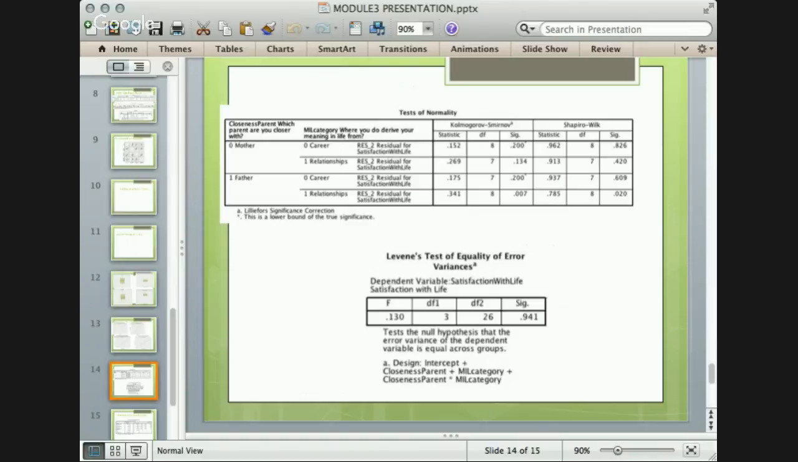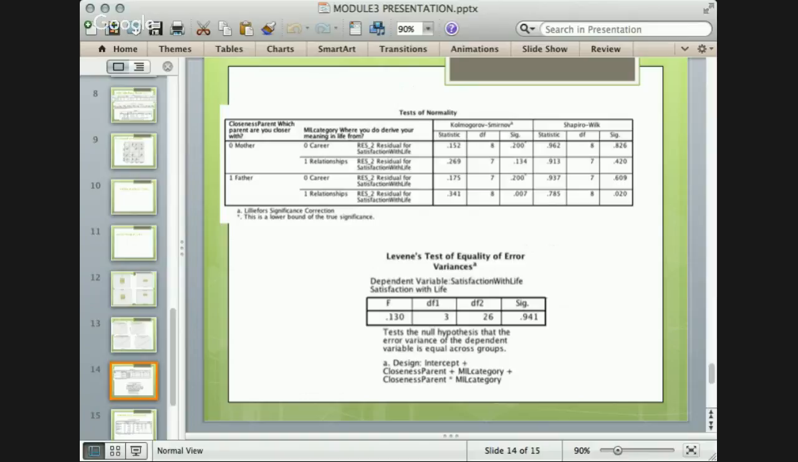We can also test the normality of data with the Shapiro-Wilk test. And we want to fail to reject the null. The null hypothesis is that residuals are normally distributed. So we want residuals to not be significantly different from normal, so we want high p-values. And we have that for 0.826, for 0.420, and for 0.609. So we have that for 3 of our factors.